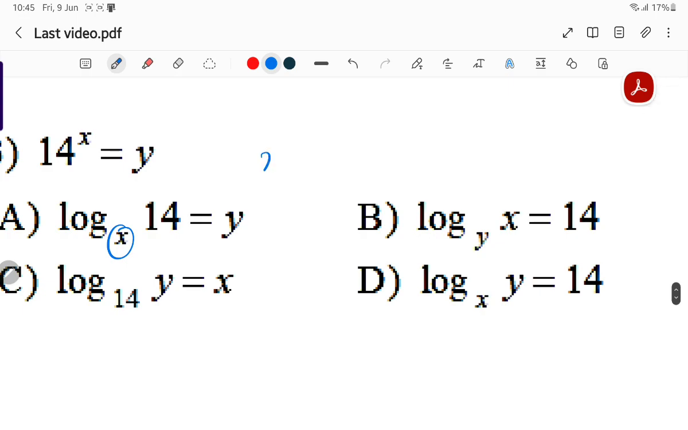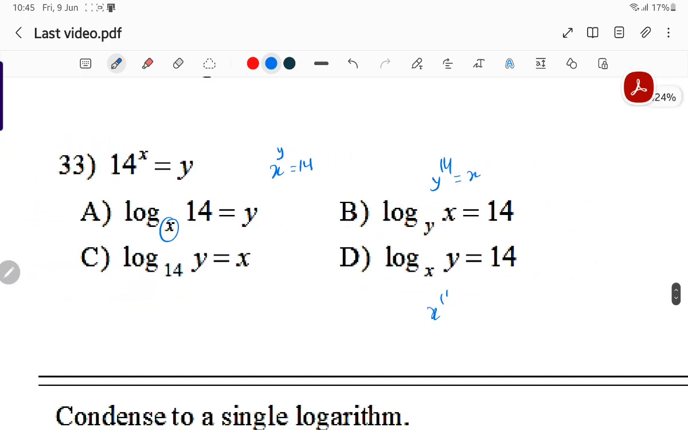We read this x power y equals 14. We read this y power 14 equals x. This is x power 14 equals y, and this is 14 power x equals y. So now you know the answer.